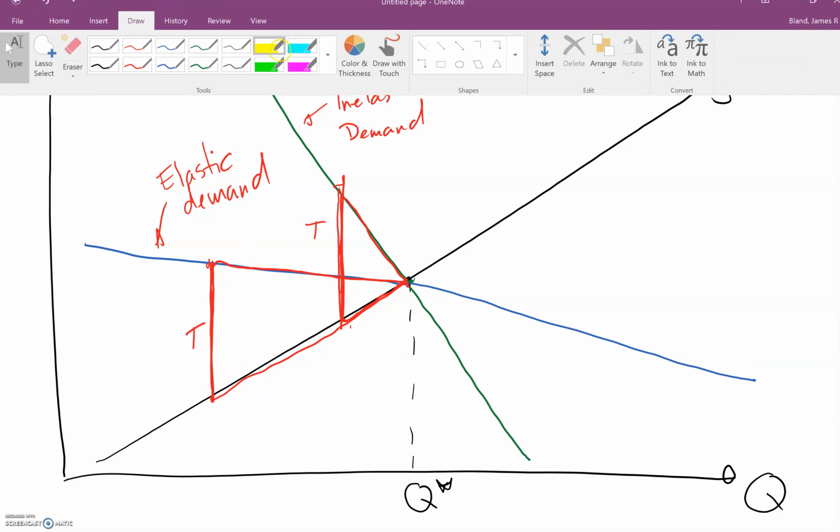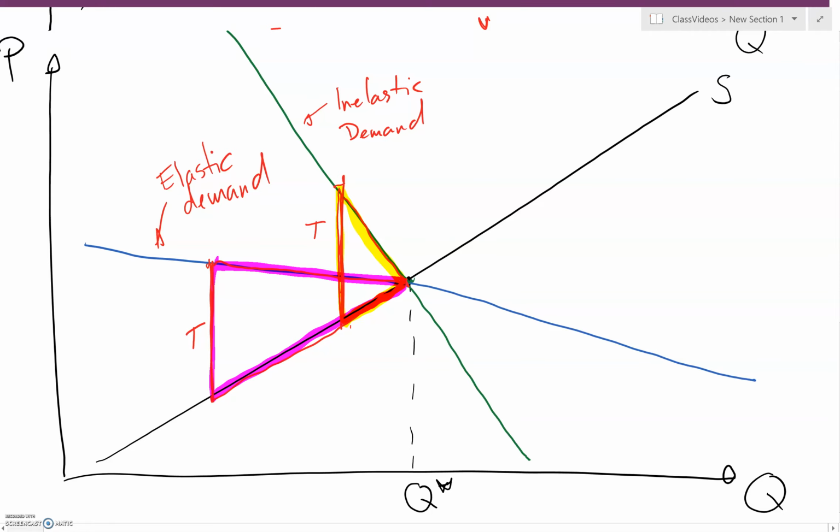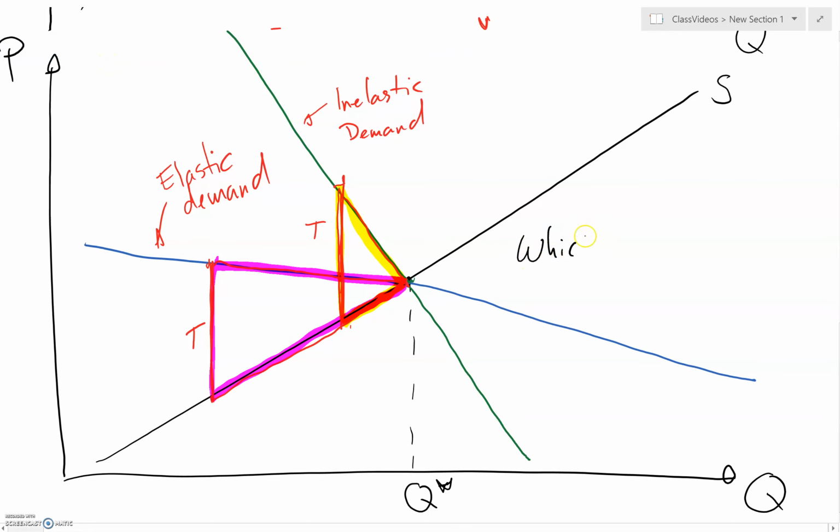Okay, so let's shade these in different colors so we know which is which. Here's our yellow triangle, and here is our pink one here. Okay, and really what we're going to ask here is, which deadweight loss is bigger?